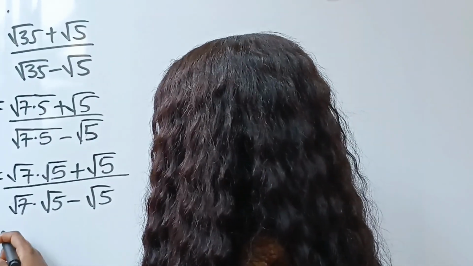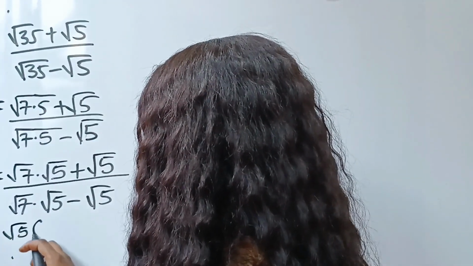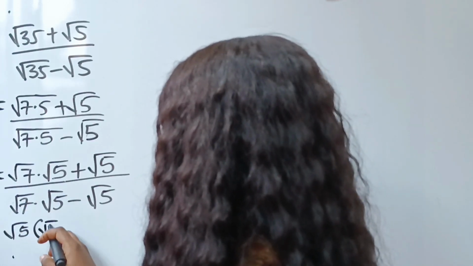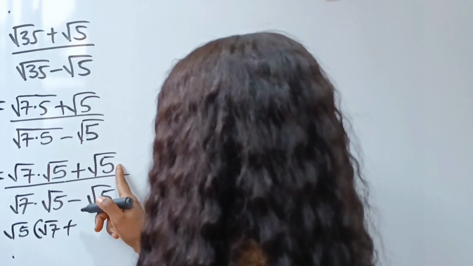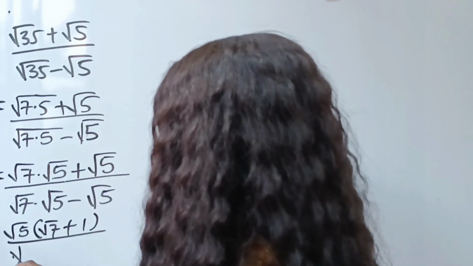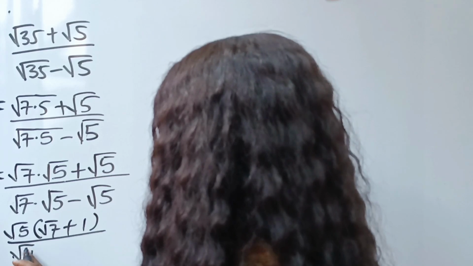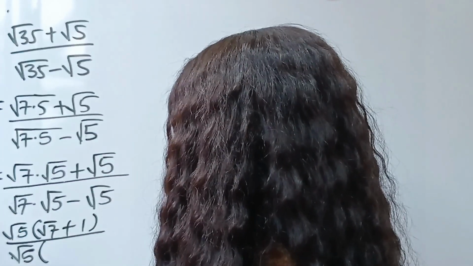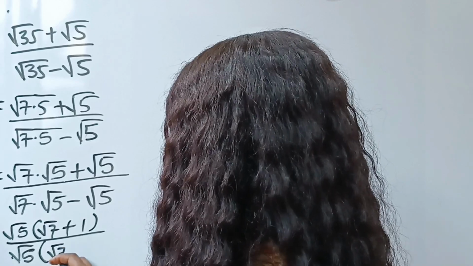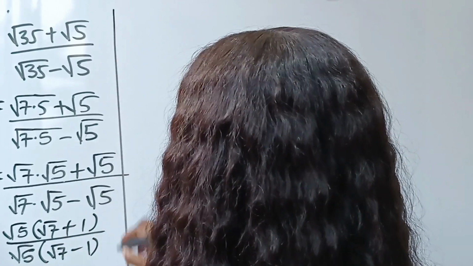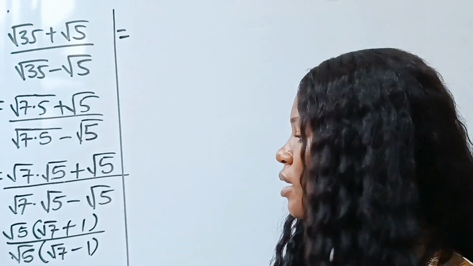So if we do that, we have root 5 here, open bracket, when this is divided by this, root 7 will remain, plus when this is divided by this, we have 1 divided by, so we have square root of 5 as well here, open bracket, when this is divided by this, we have square root of 7 minus when this is divided by this, we have 1. Okay, now this is equal to, I hope you can see everything.